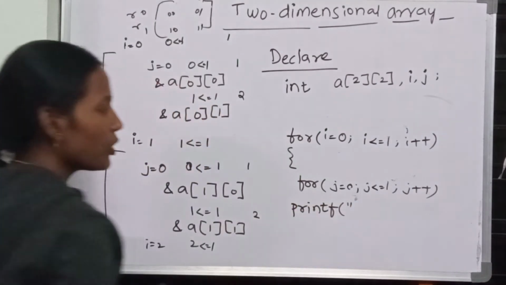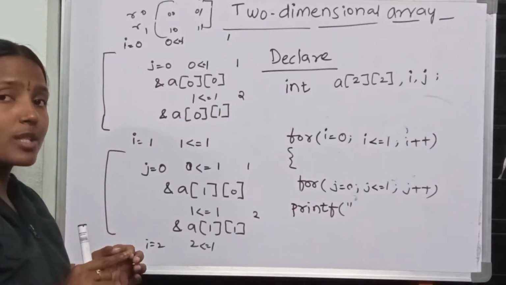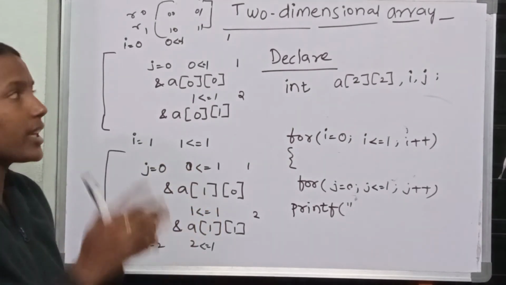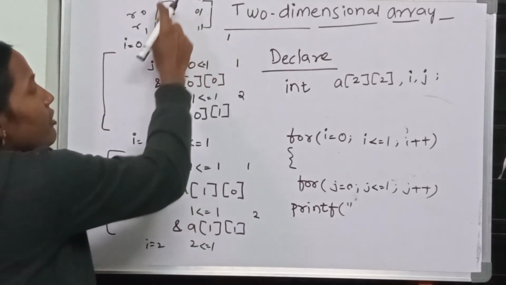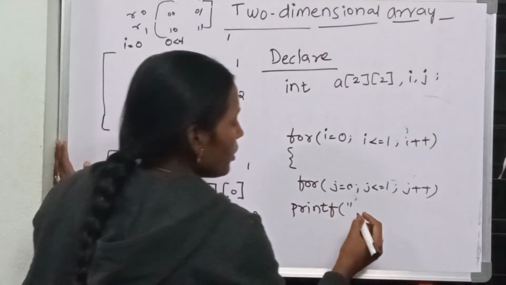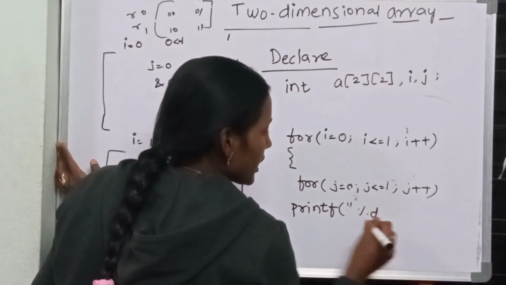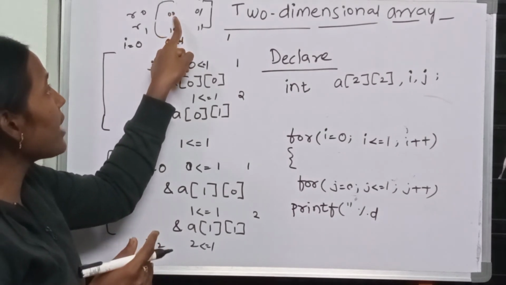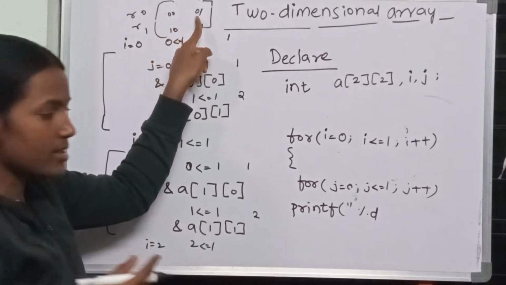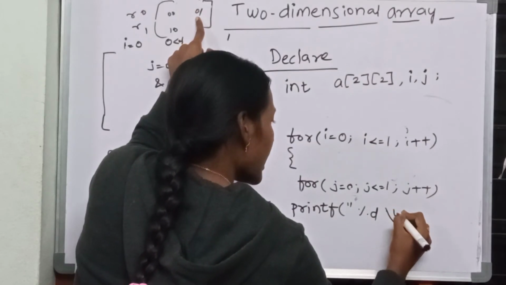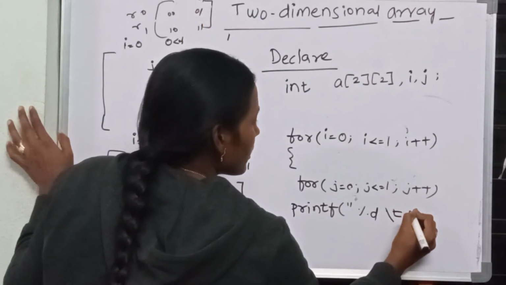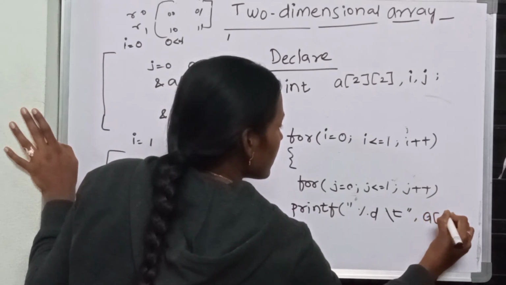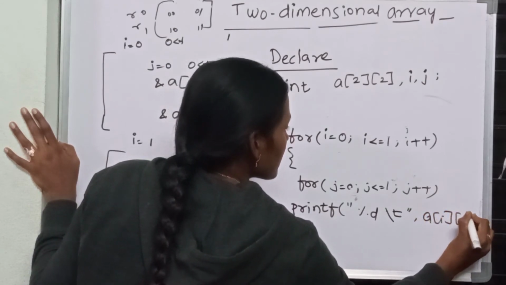Printf. Now what do you want to display? You want to display the array of elements. Previously we stored them; now I want to display them in matrix format. Now %d, if you read it, what will happen? This 0 0 is printed. What do we have to get? We have to get a tab space. So we have \t, right? Comma a of i j.